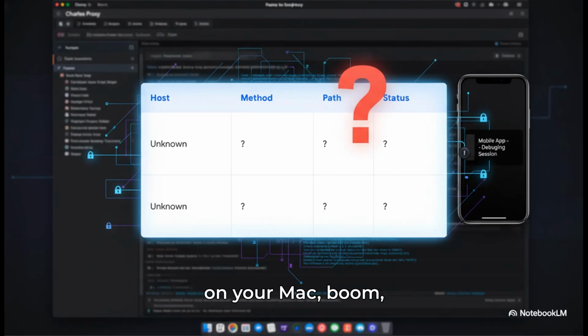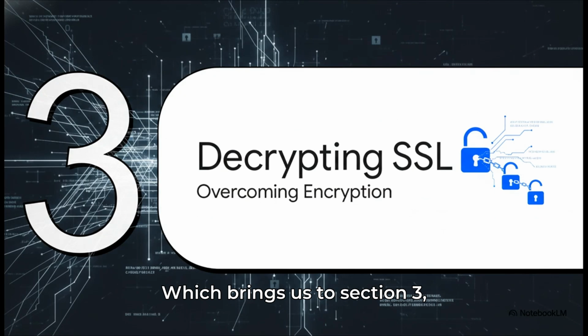Once you hit allow on your Mac, boom. Traffic immediately starts hitting your session log. But there's a catch. You'll probably notice a bunch of unknown statuses. Because the HTTPS traffic is encrypted, we've technically intercepted it, sure, but we can't actually read the payload yet. Which brings us to Section 3, decrypting traffic with SSL and overcoming that encryption roadblock.